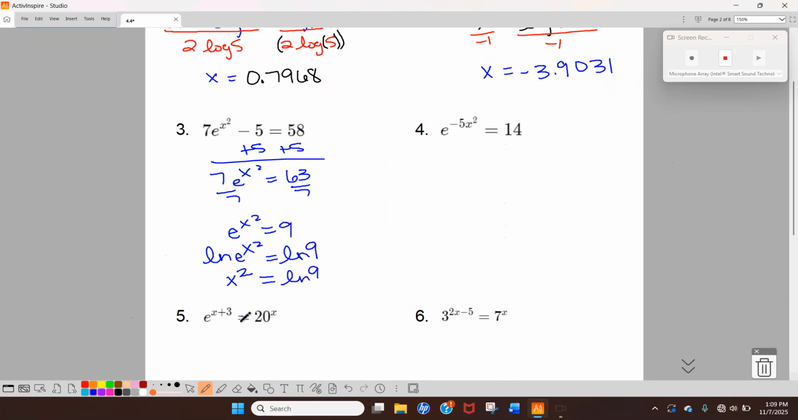And then to get x by itself, we would take the square root of both sides. So we will get plus or minus whatever the ln of 9 is, or the square root of the ln of 9. And I get 1.4823.